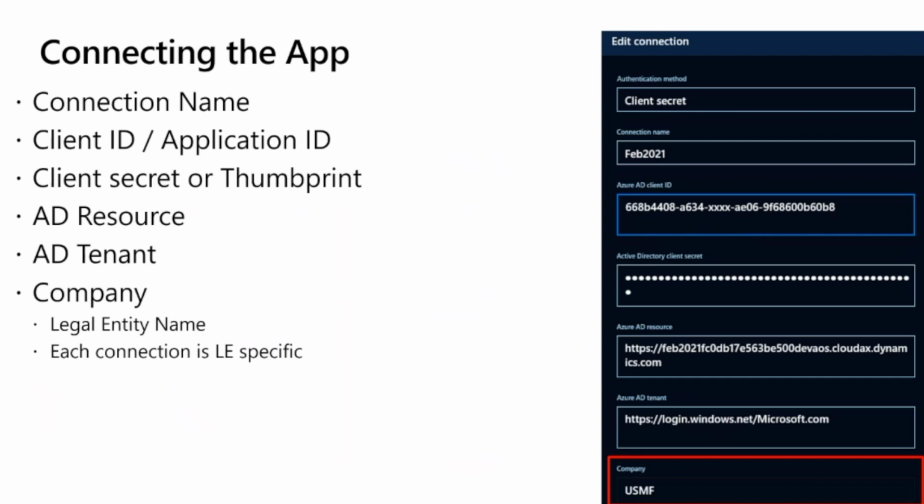And finally, you do need to specify the specific legal entity that this connection is operating under. I know a common request is to allow a connection to span legal entities. The team is aware of this request and is investigating what it might look like. But for now, each connection you define must be defined within the context of a legal entity or company.